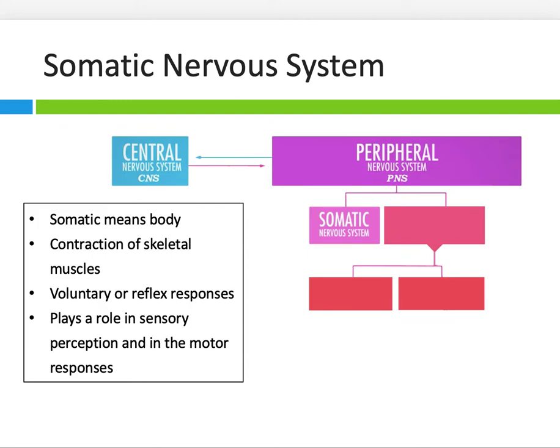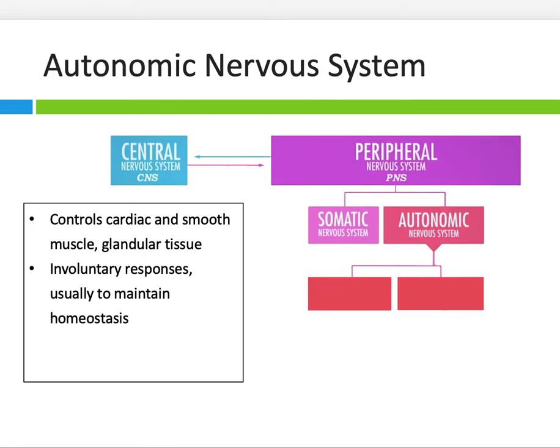Within your peripheral nervous system, you have the somatic nervous system and the autonomic nervous system. The somatic nervous system is responsible for the contraction of skeletal muscles. This is both voluntary contraction as well as reflex responses. The somatic nervous system is going to play a role in our sensory perception, so the input of information, as well as our motor responses.